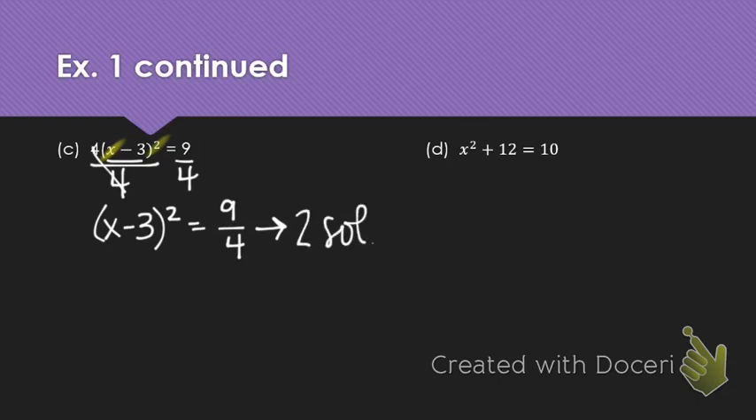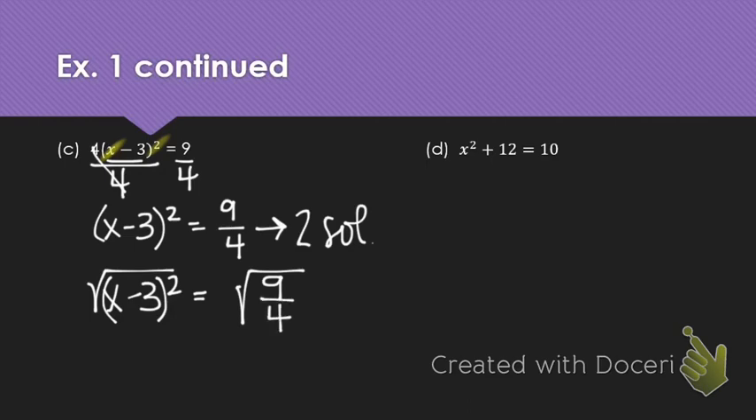Okay, now back to my last question. What do you do to undo something that is squared? Square root it. So we have x minus 3, and that's squared. We're going to take the square root of that side, and we're going to take the square root of 9/4. Now, what else do we have to put in the problem? Plus or minus. We put the radical in, so we got to put the plus or minus in.